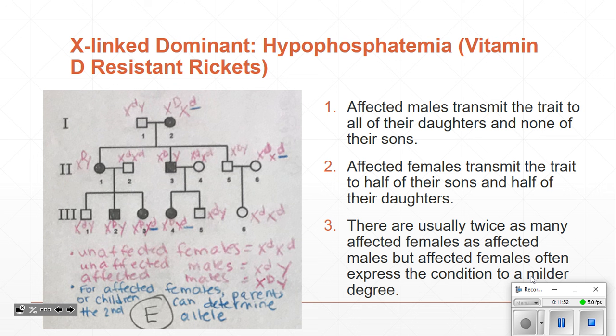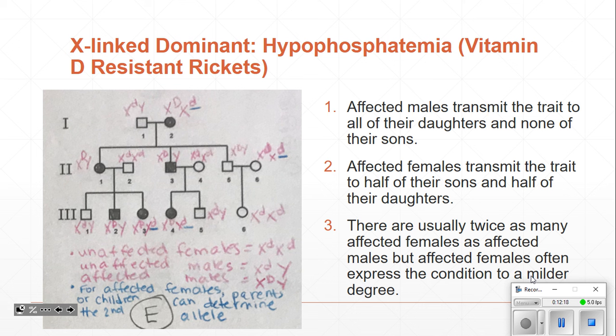Now you don't always have to fill in everybody's genotype in a pedigree. I'm asking you to do so on your assignment so that you can practice. But it would be realistic for a test question to pick a couple of people and ask you what's their genotype, or if they had another child, what are the potential outcomes, which is why I'm showing you how we figured out everybody's genotype.